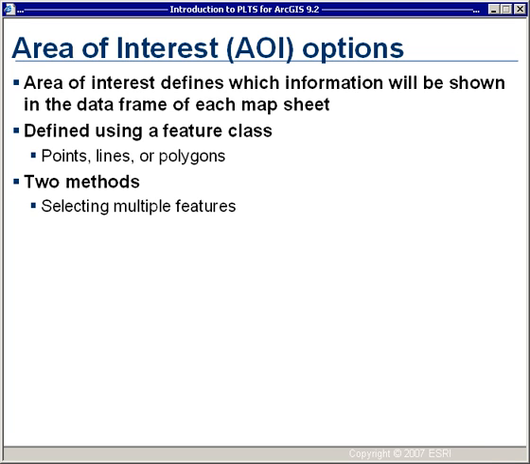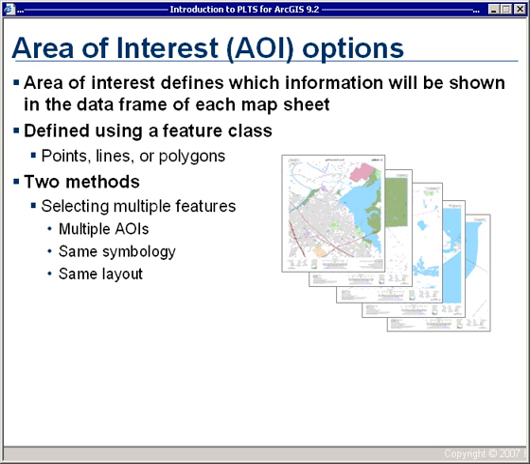When specifying the AOI, you have two options. The first is you can choose to include multiple features. In this type of series, each feature chosen becomes a map sheet. A common example of such a series is a topographic map series displaying geographic information across different areas. With this style of map series, the AOI changes, but the features included and their symbology will remain the same.